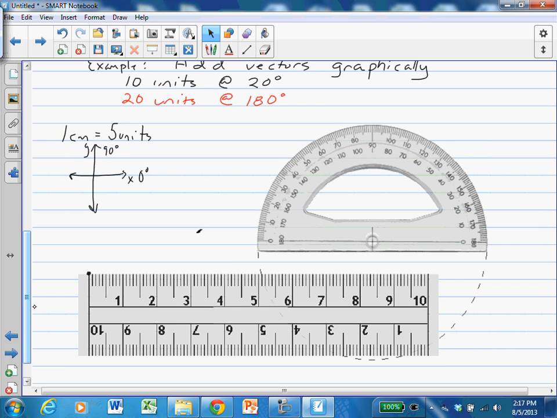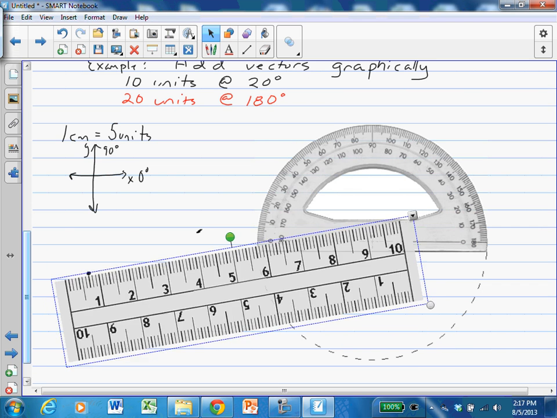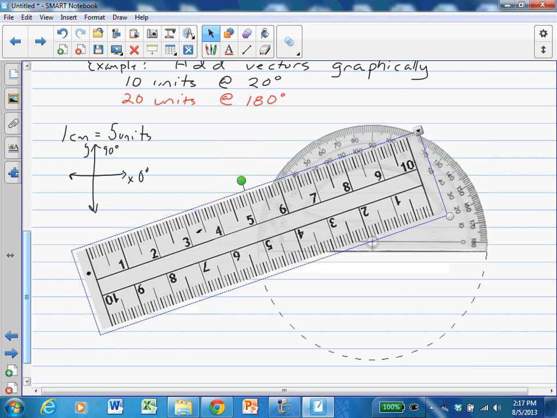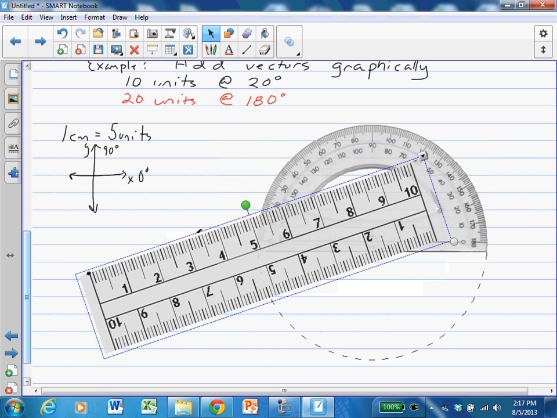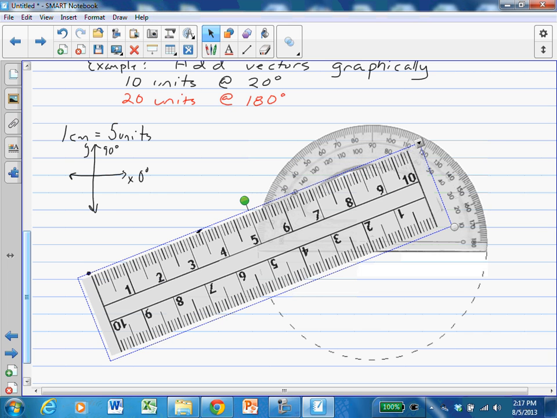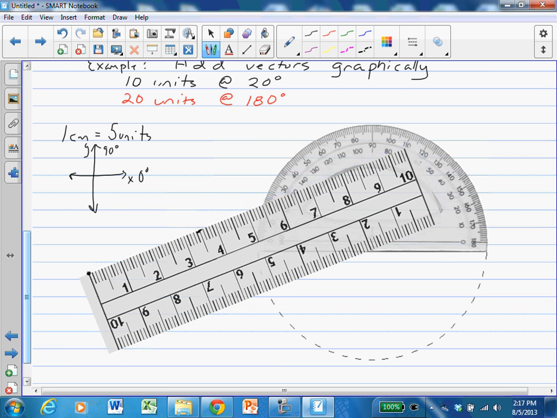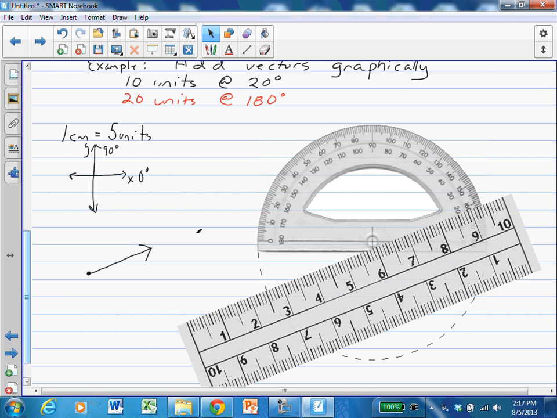So I'm going to put that, and I'm going to see if I didn't bend it enough or too much. I want to get them aligned, and then 2 centimeters, 10 units, would look like a vector like that. Okay? So there's my first vector drawn. Now, I'm going to do the red vector. Let's call this one A, by the way. So that's A. Let's call this one B.